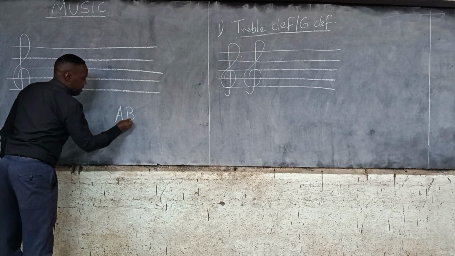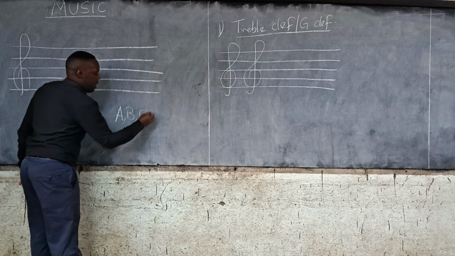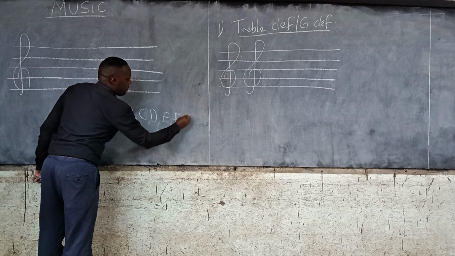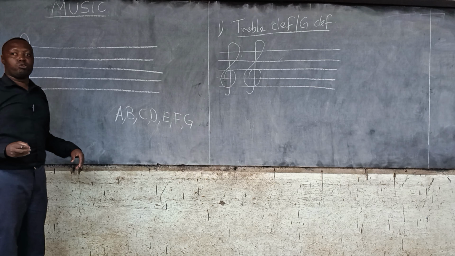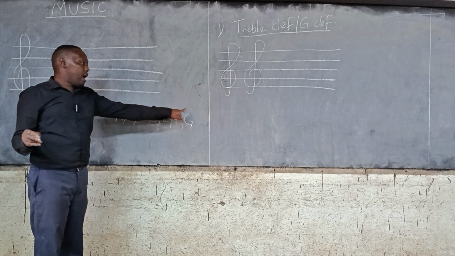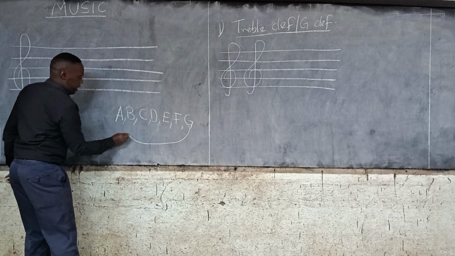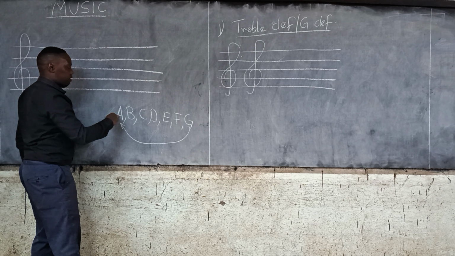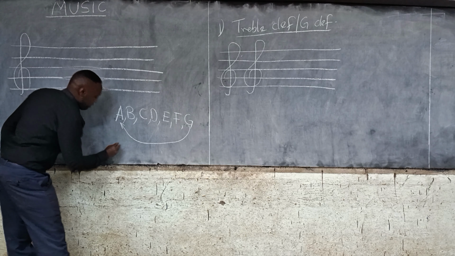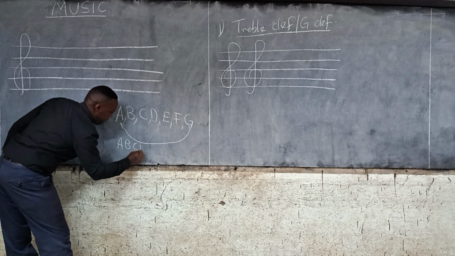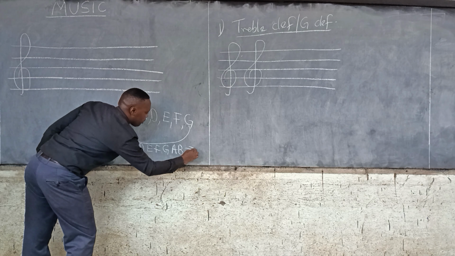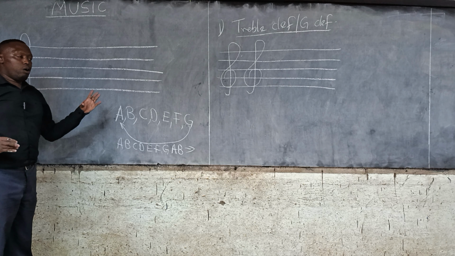A, B, C, D, E, F, and G. Those are the letters that we use. From H, we don't use them. So after we reach G, we come back to A. So it moves like that. From A to G, from G back to A. For example, it can be A, B, C, D, E, F, G, A, B, as we continue. That's how we label it.